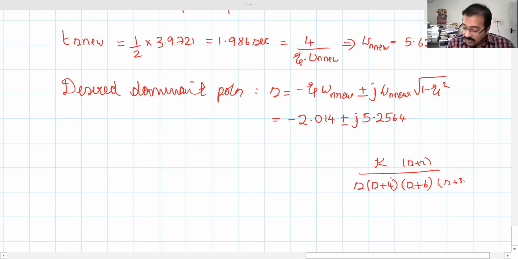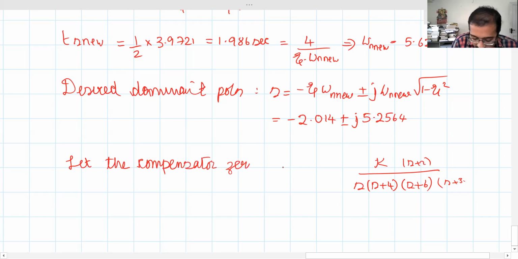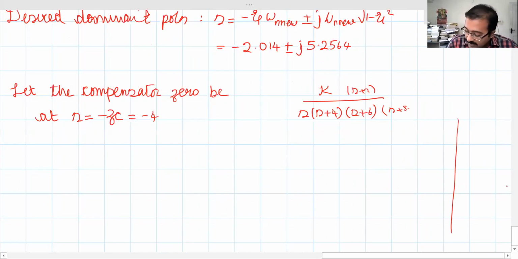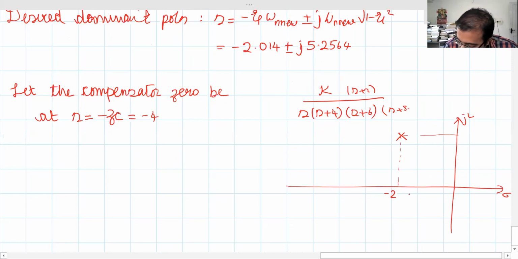Fine. Let the compensator zero be at s equals minus z, and I will take it so that the compensator zero cancels with the pole at minus 4. So now I know my compensator zero is at s plus 4. If I do the pole-zero map, the desired dominant pole is at this point, minus 2.014 plus j 5.2564.